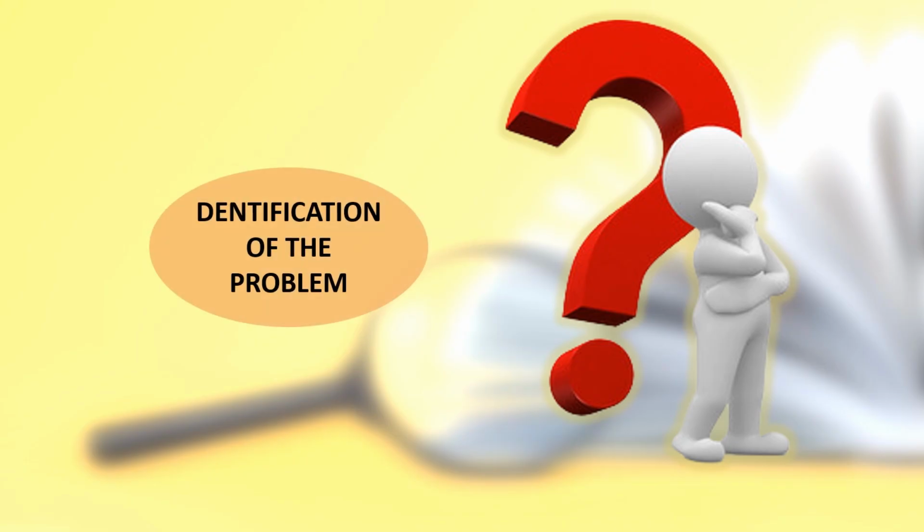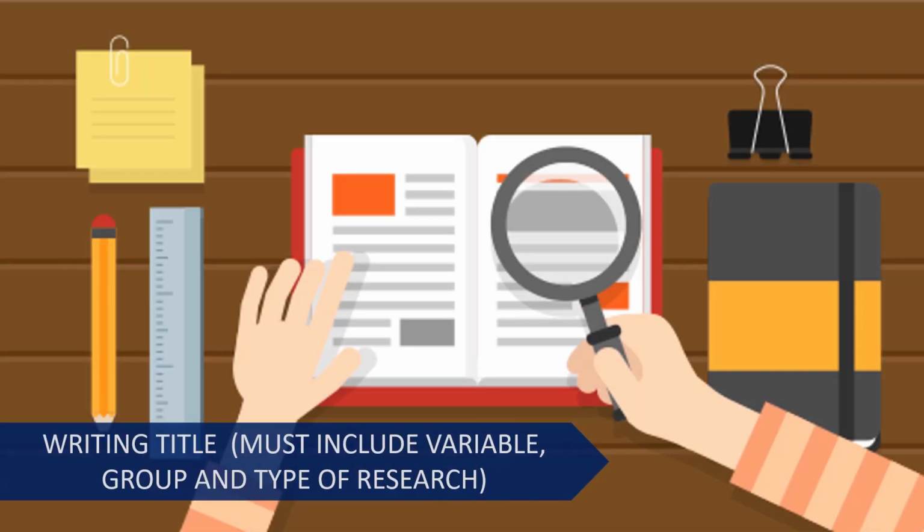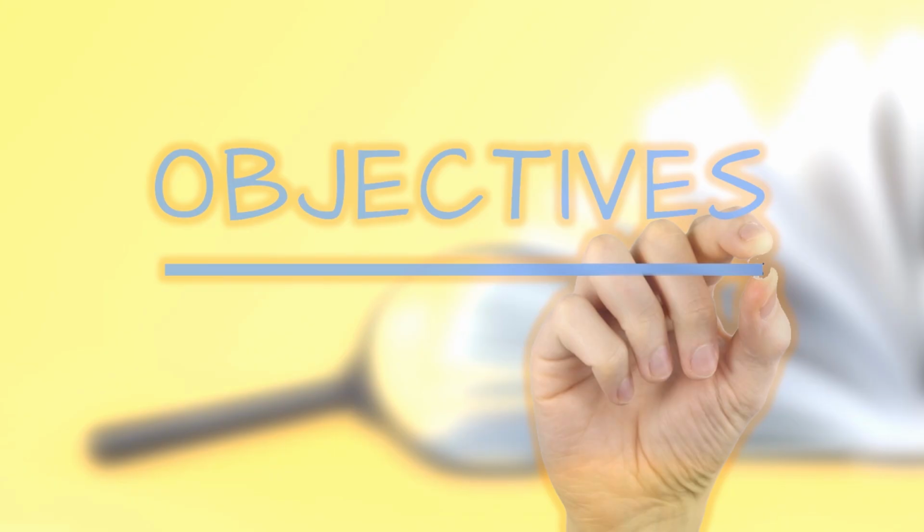So when it comes to identification of the problem, there are 3 points which our learners must keep in mind. They have to select the variable from the school context. Why school context? Because we are dealing with action research to be conducted in school premises by the teacher. So in this case, the variable will be selected from the school context. Then when they are writing the title, it must contain the variable, the group on which the action research has to be conducted, and the type of research. And when they are writing objectives, these objectives need to be pinpointed and directional.